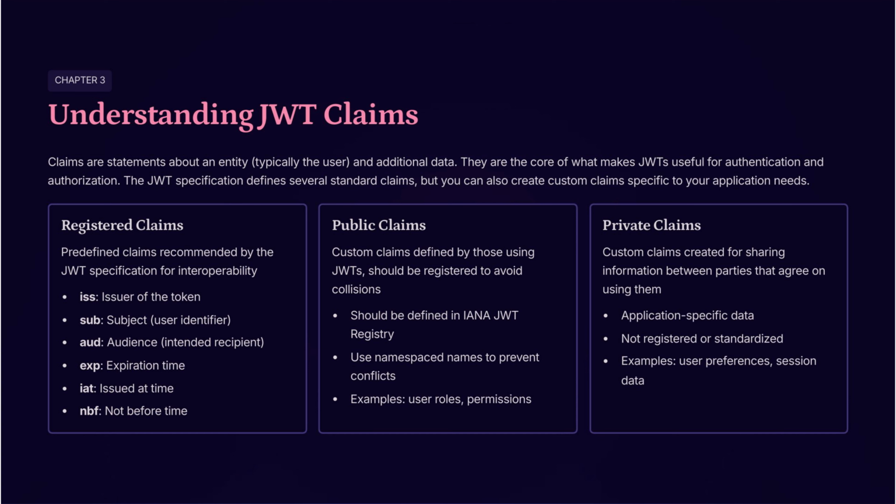JWT claims are essential for authentication and authorization. Registered claims like iss, sub, aud, exp, iat, and nbf ensure interoperability. Public claims, defined by users, should be registered to avoid conflicts, while private claims are application-specific and not standardized. These claims enable secure and efficient data exchange in JSON Web Tokens.